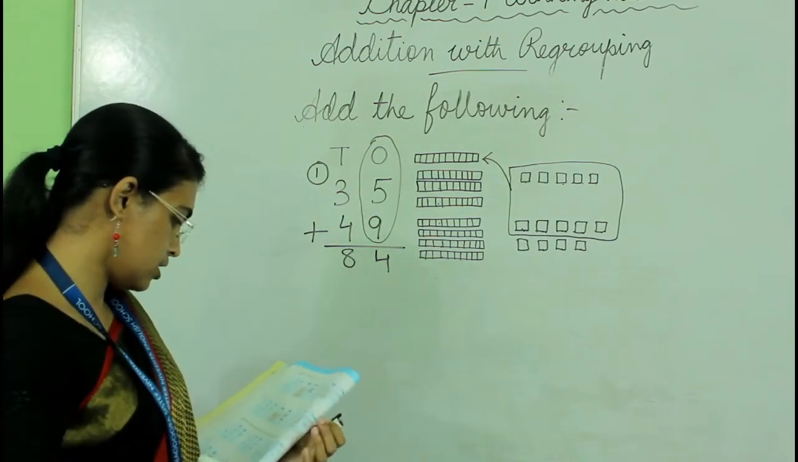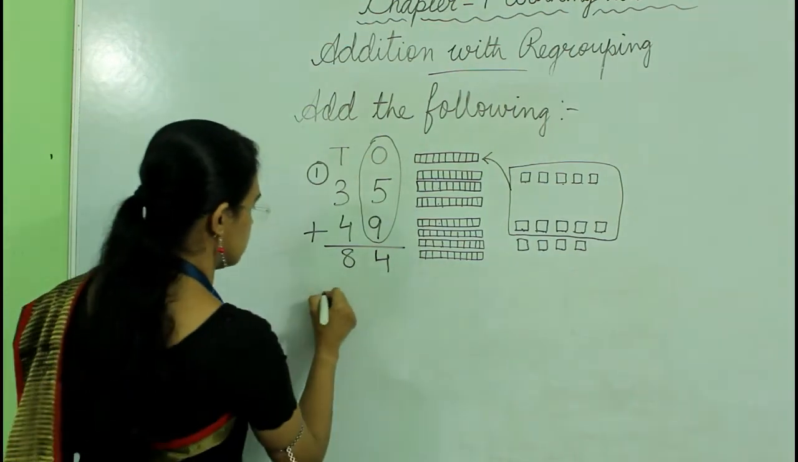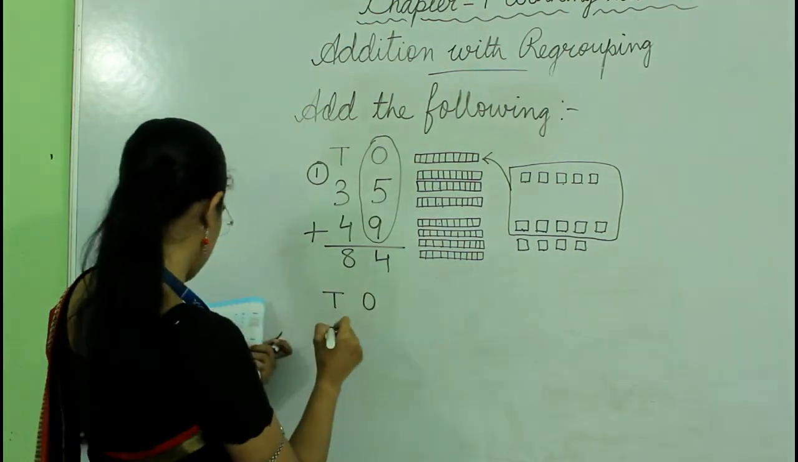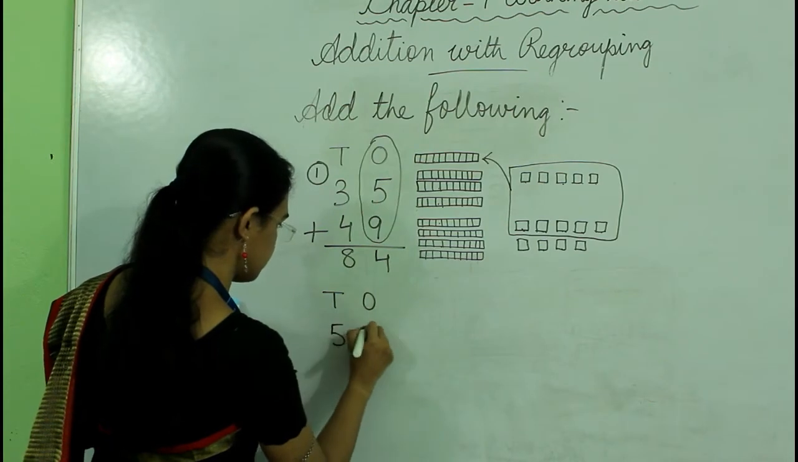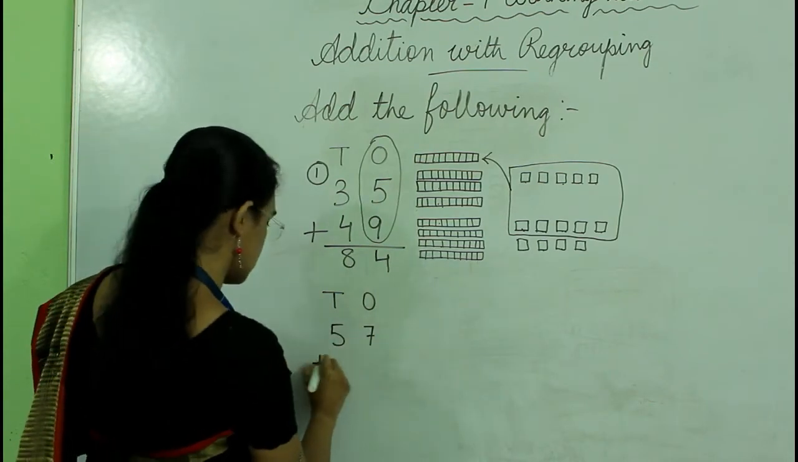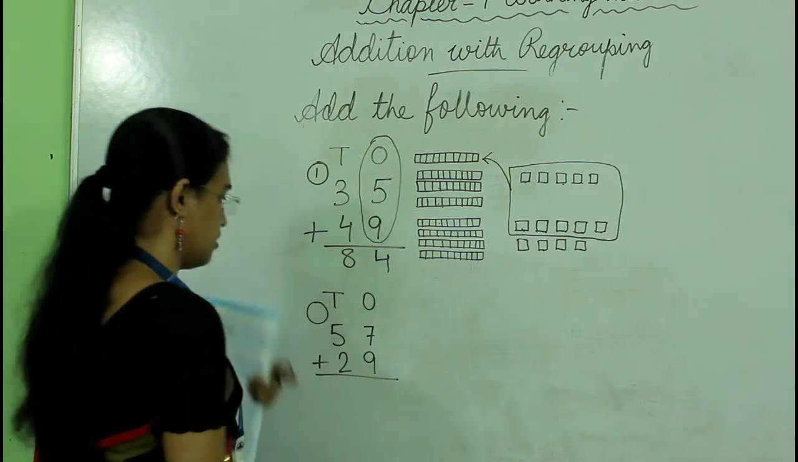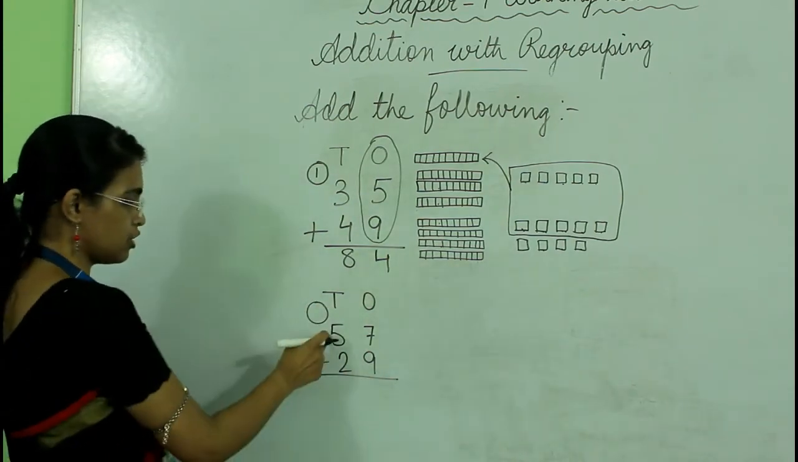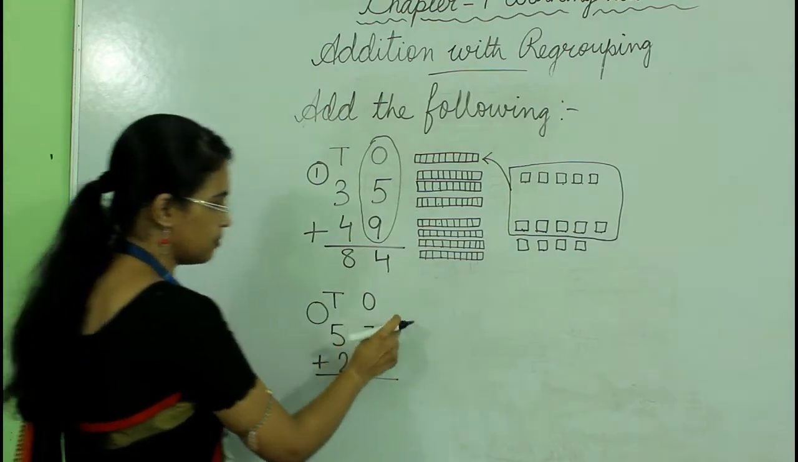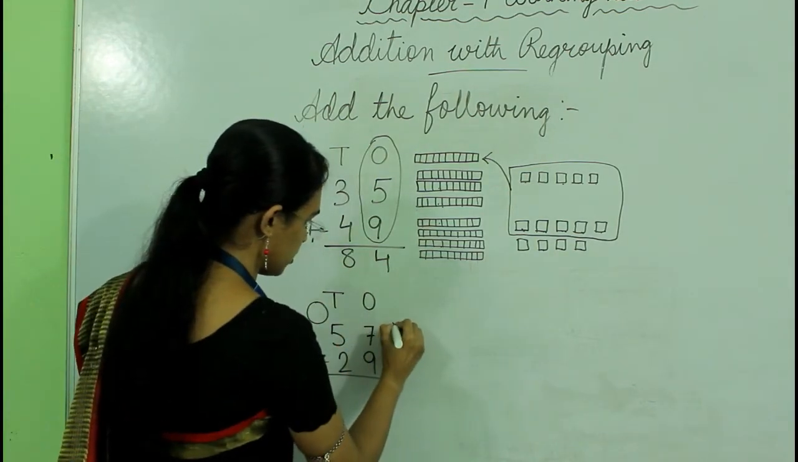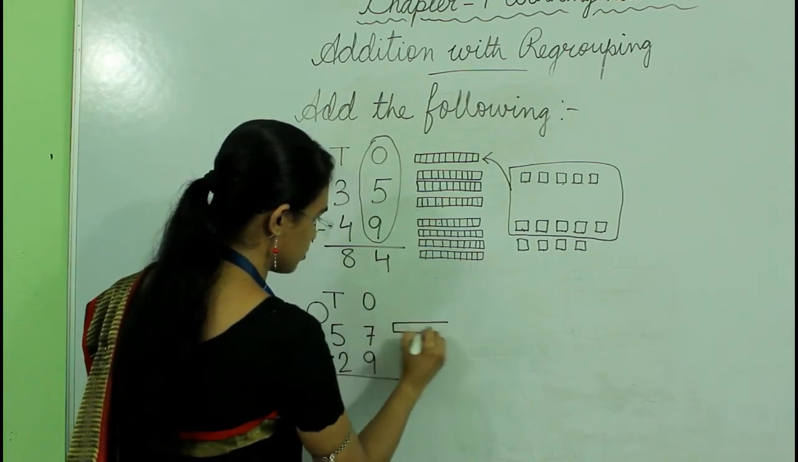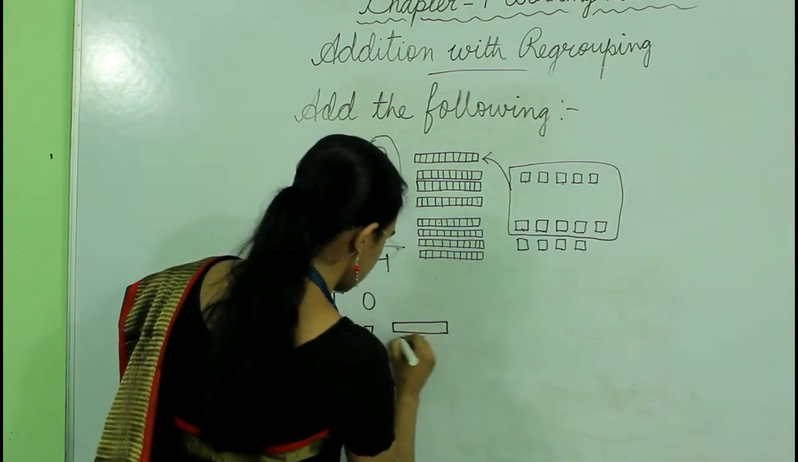Now next question is 57 plus 29. Now again we have to do what? First we have to put 5 tens here because it is in tens place. 5 groups here. 1, 2, 3, 4, 5.